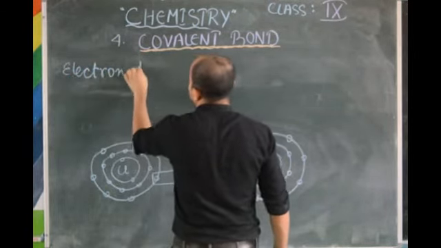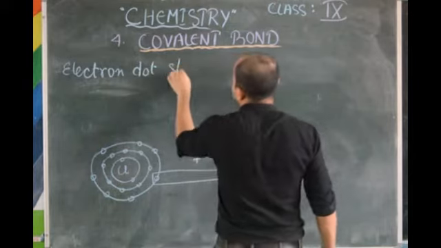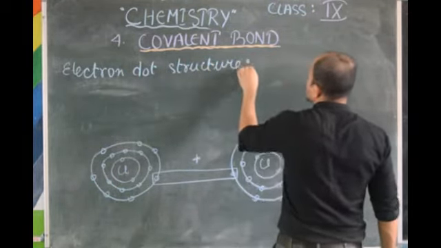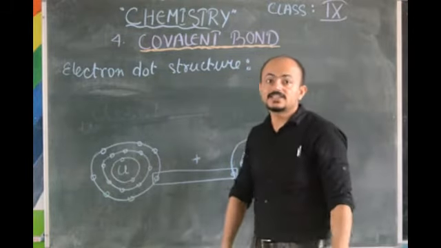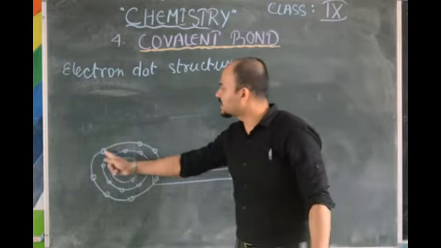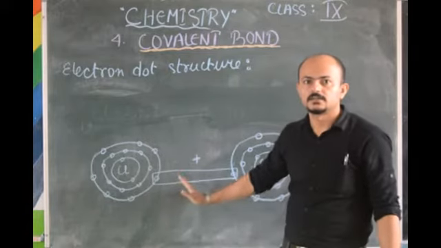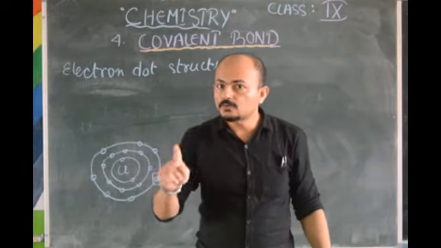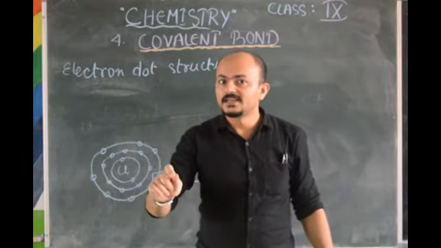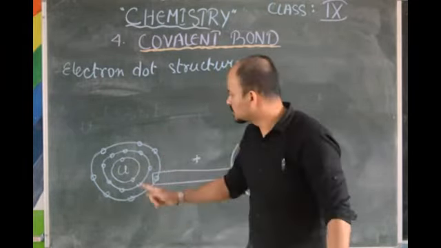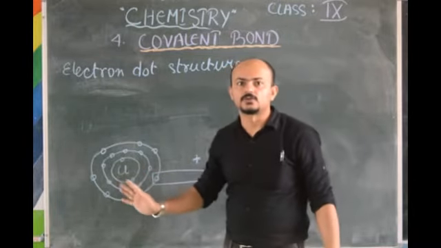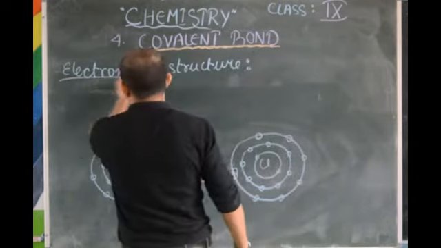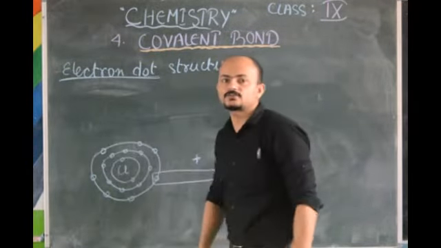Electron dot diagrams or structure. Now in electron dot structure, only the valence electrons are considered. Please remember, only the valence electrons, the outermost shell along with its electrons. The innermost shells will not be shown in electron dot structure. This has to be clearly understood. There has to be no confusion.